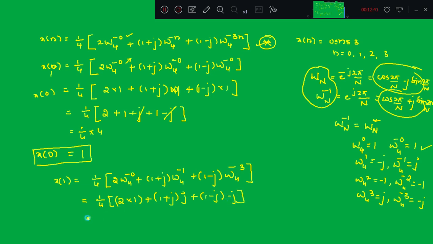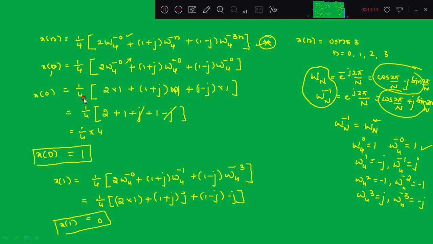So simplify, and after simplifying you will get 0. You can try out. X of 1 is equal to 0. So similarly we will compute x of n for n is equal to 2.